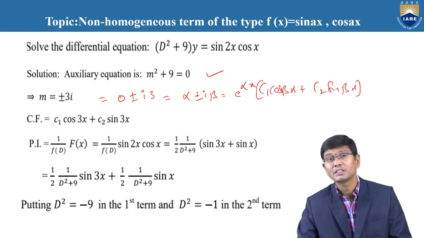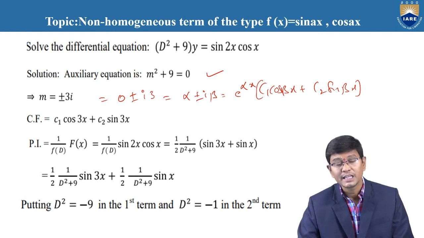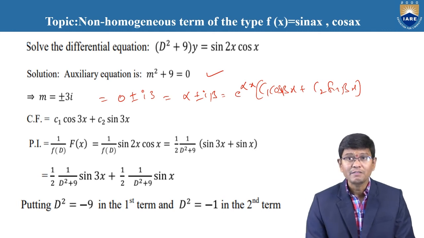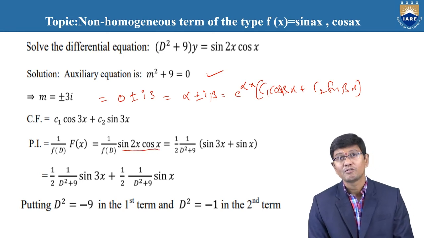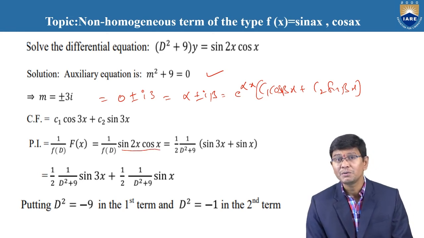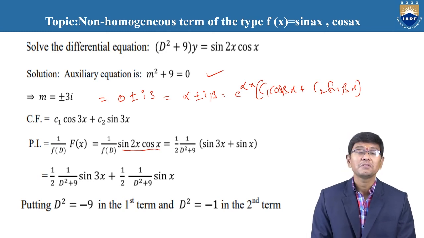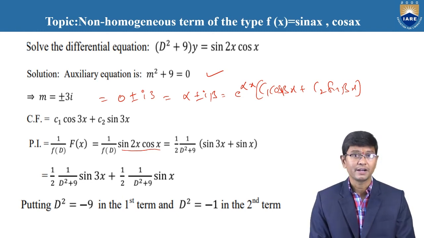Now we need to find the particular integral, that is 1 by f of d into Q. Therefore, 1 by d square plus 9 into sin 2x into cos x. While observing here, this problem is clearly not directly a standard formula. Why? Because the given problem sin 2x into cos x is a product. But as per the working rule, we need the standard form, either sin of ax plus or minus b or cos of ax plus or minus b.